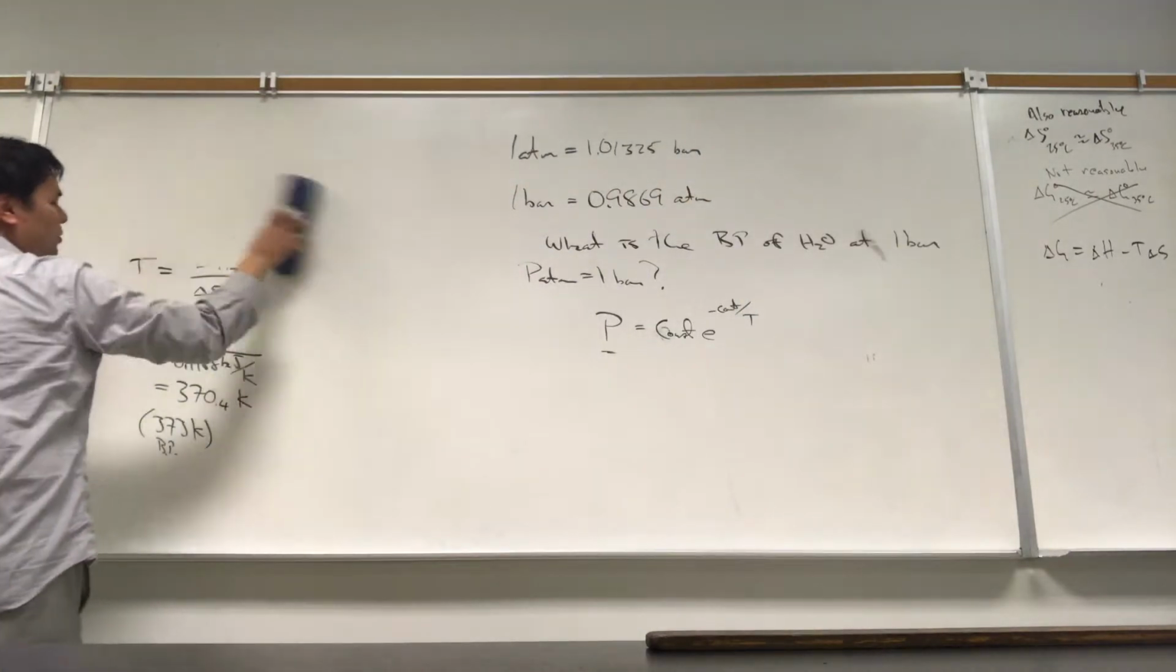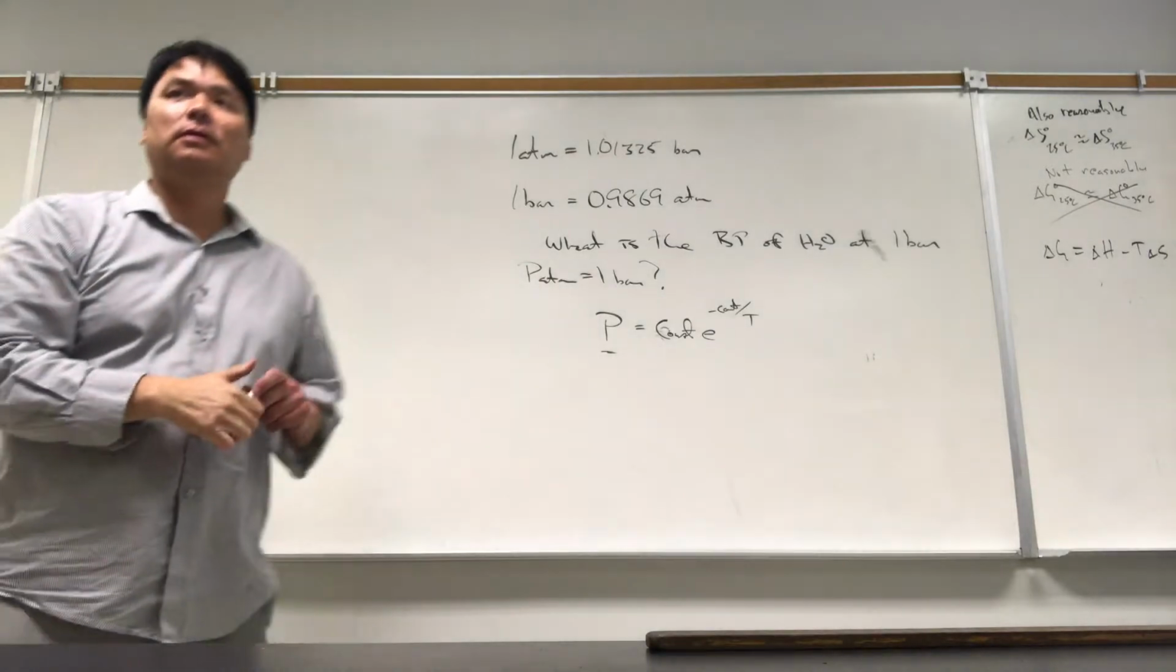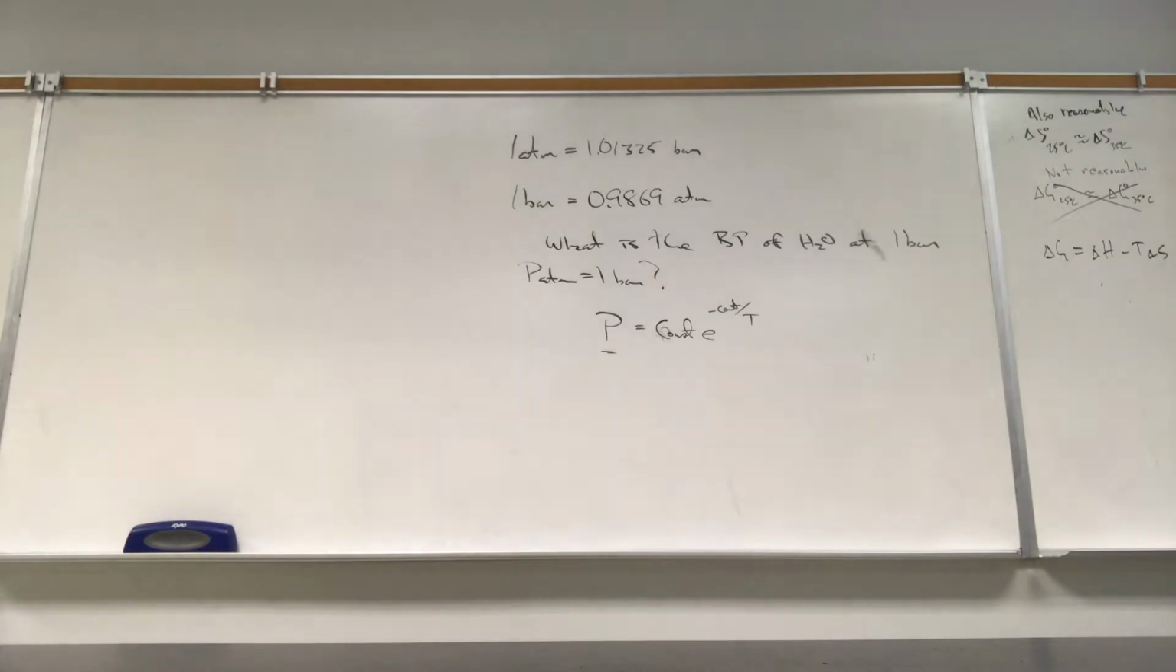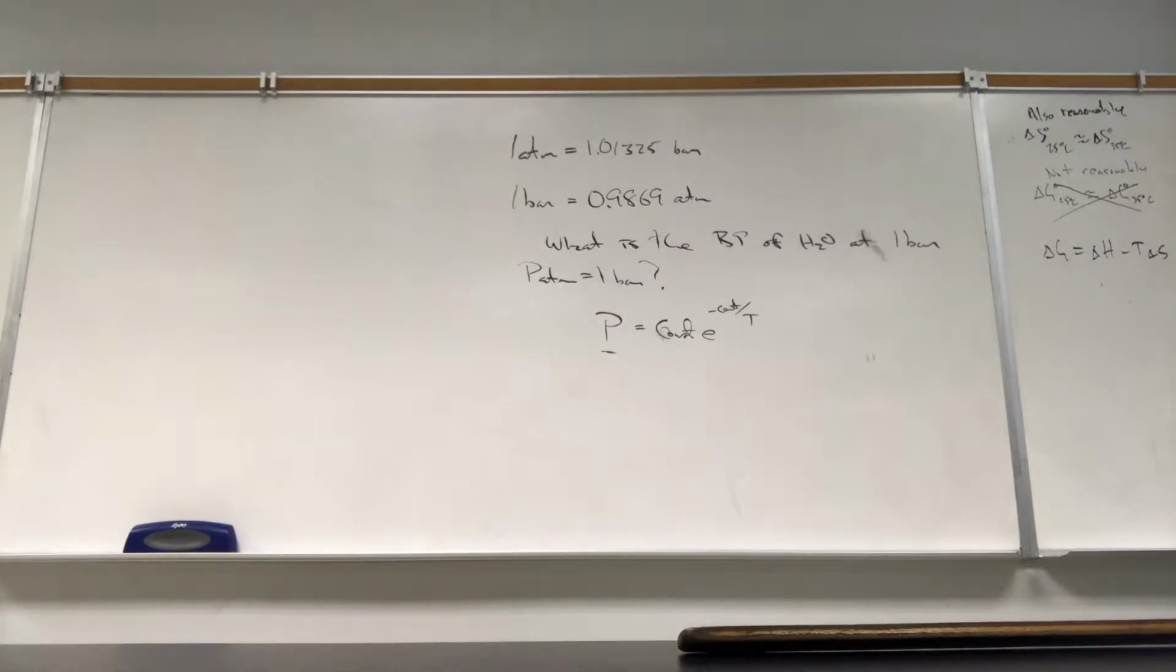Do you remember seeing an equation like that before? Some kind of mathematical equation for the vapor pressure curve, or the mathematical equation for the vapor pressure table. Do you remember seeing an equation like that? It's a very famous equation, has a name on it in Chem 1A. It's actually named after 2 people.